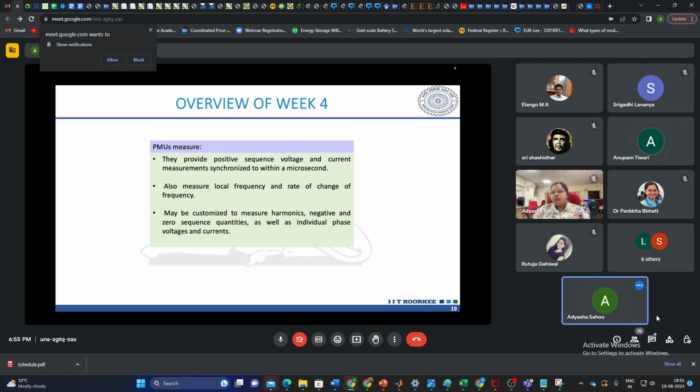It may happen that during that microsecond, the transient is very peak and it may not be recorded by the PMU, because the sampling rate is, say, suppose 50 hertz is there, you are taking sampling as 100 hertz because of the double of the 50 hertz that we use.